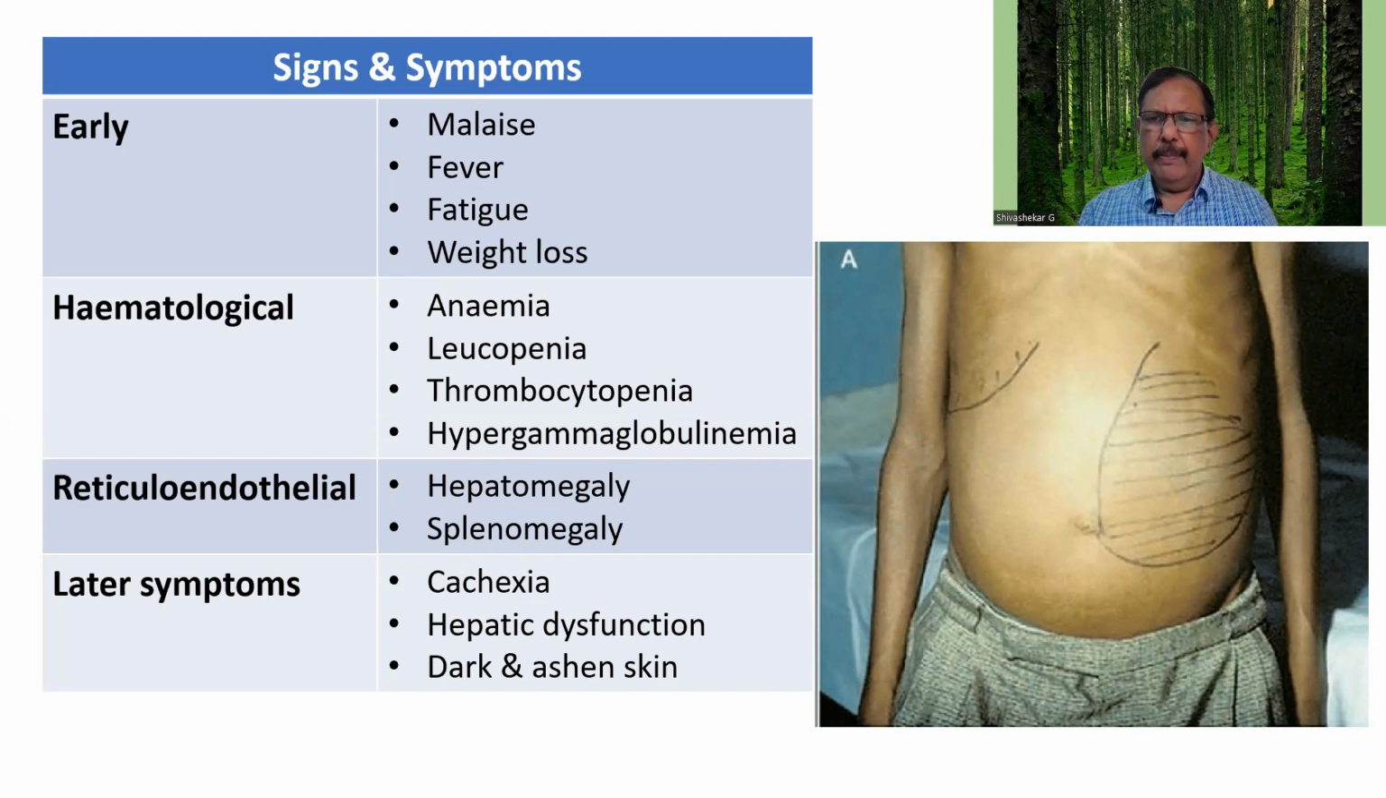There is a hepatomegaly and a splenomegaly. Cachexia, hepatic dysfunction, and there can be a dark skin. Look at the skin. The spleen over here is almost trying to cross the umbilicus. So in some conditions where there is a massive splenomegaly, the spleen may be palpated in the right iliac fossa by the edges.